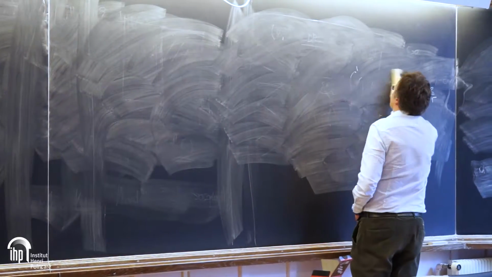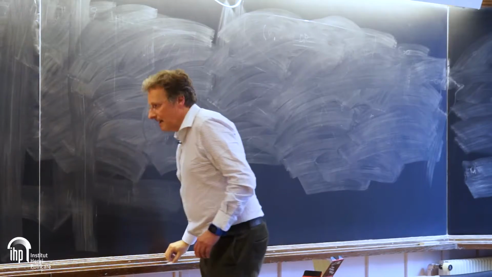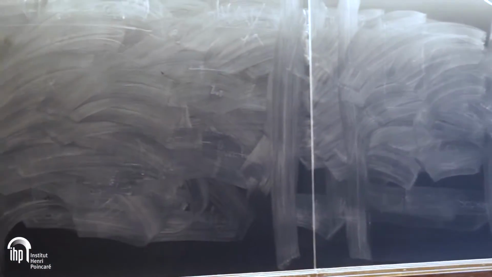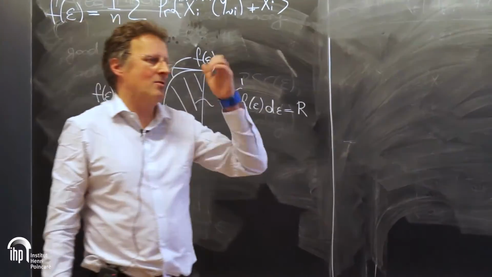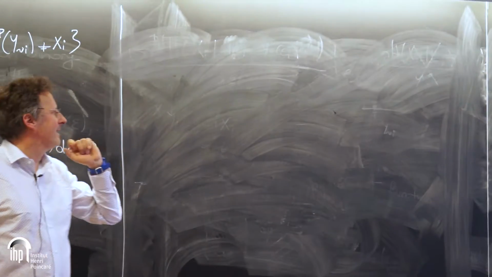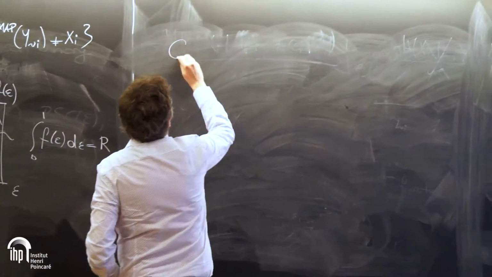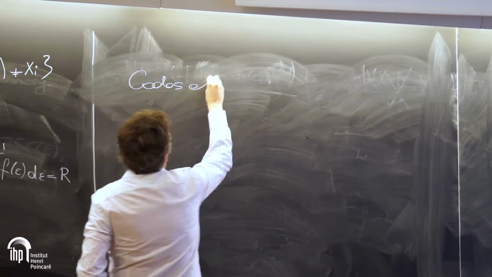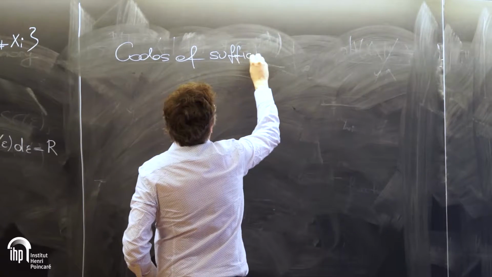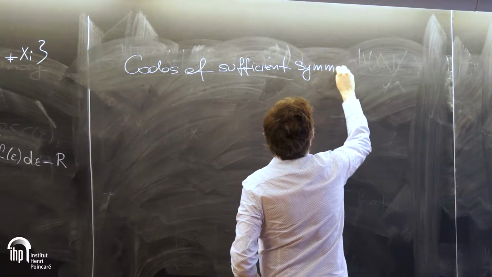So let me talk about codes with sufficient symmetries. And as I said, that's this joint work with Henri, his student Santosh Kumar, Marco, whom I'm missing, Srinivas, and Aaron Sasoglu. Okay, so I'm talking about codes of sufficient symmetry achieve capacity.